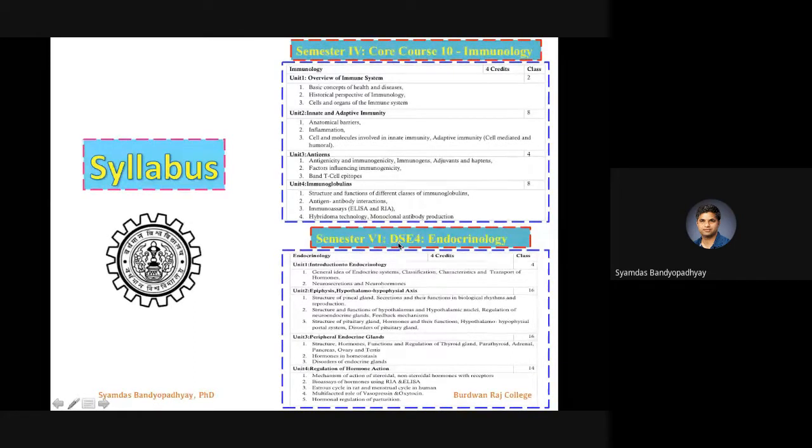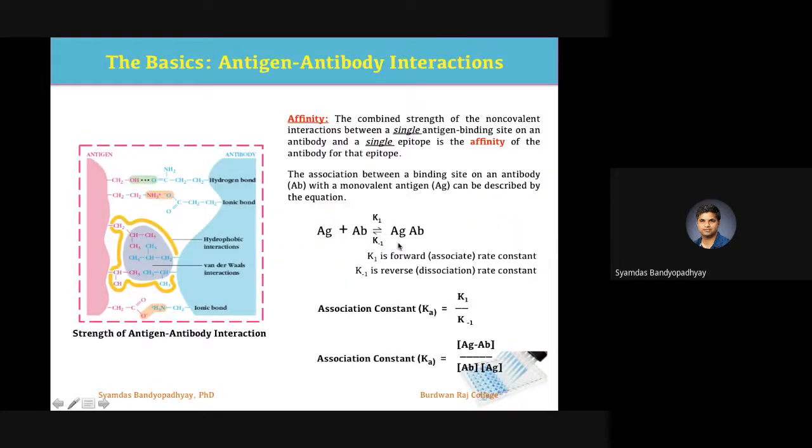First, before we go into the details of ELISA and RIA, let us understand the basics of antigen and antibody interactions. Understanding of this interaction is important because the principle of ELISA or RIA is based on the antigen and antibody interactions. This one is the surface of an antibody that is going to interact with the surface of an antigen.